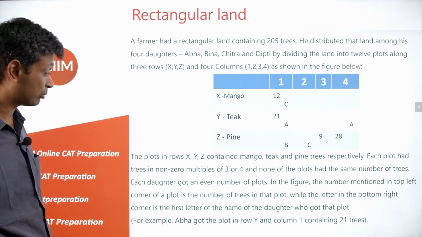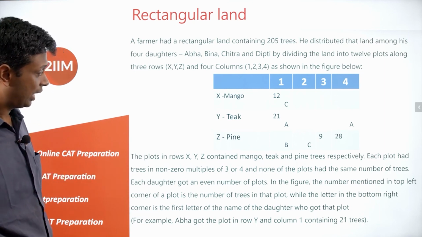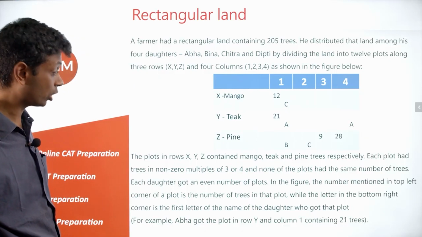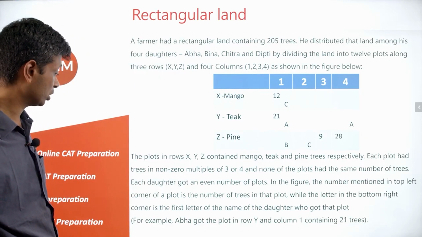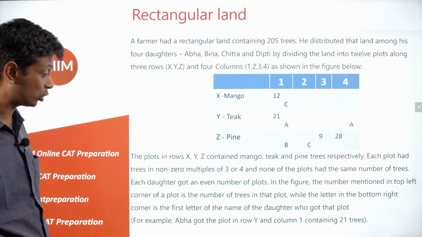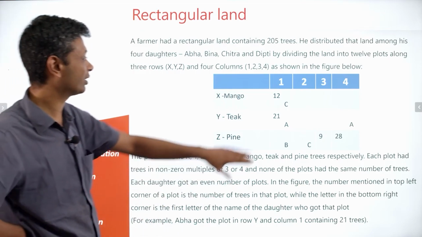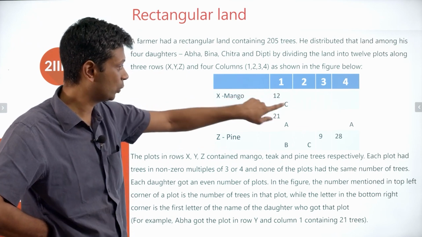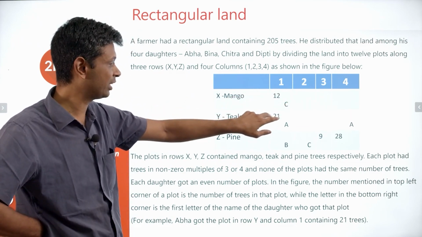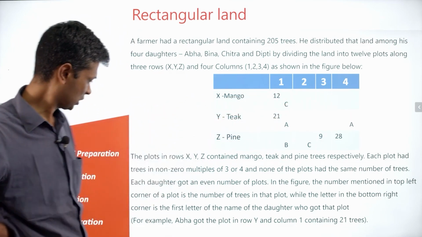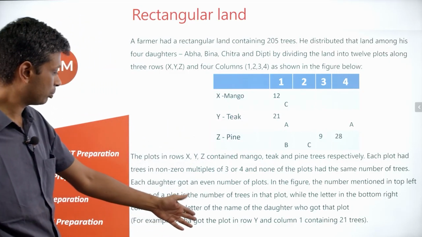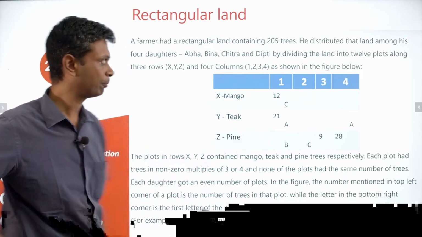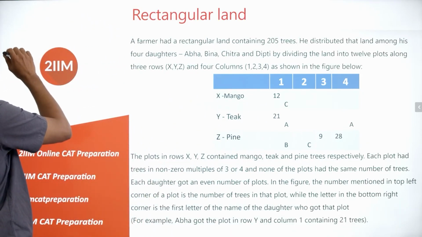Each daughter had an even number of plots. That's very interesting. In the figure, the number mentioned in the top left corner of a plot is the number of trees in that plot, while the letter in the bottom right corner is the first letter of the name of the daughter who got that plot. So if you look at X, 1, there are 12 mango trees going to C, 21 teak trees going to A. For example, Abba got the plot in row Y and column 1 containing 21 trees. Very clear. Let's go to the next slide.